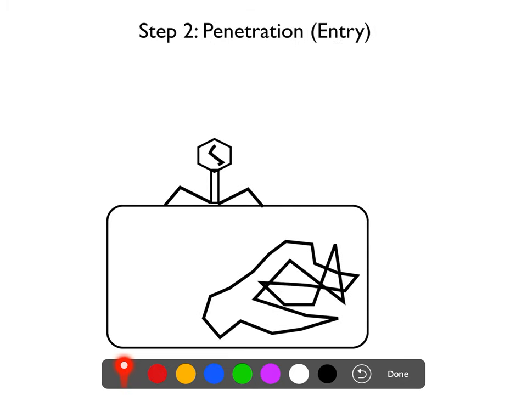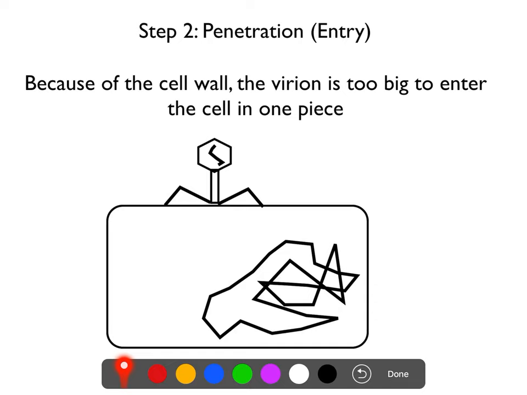Step two, penetration or entry. In this step, and this is that exception that I told you about, there are usually a few enzymes stuck to the bottom of the base plate. They're not inside, but they kind of got accidentally stuck to the bottom. And remember, bacterial cells typically have a peptidoglycan cell wall. That cell wall is too small to allow the virus entry. So this whole virus can't get in. Instead, this enzyme that's stuck here is called lysozyme. And what lysozyme does is it cuts the cell wall.